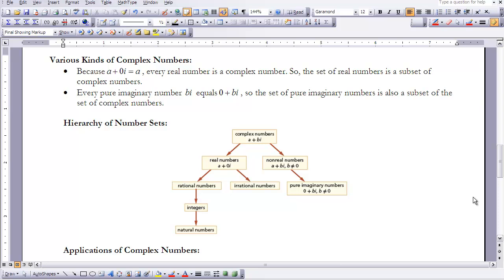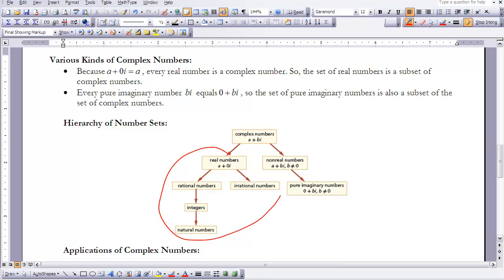Since we introduced complex numbers, I'd like to take a look and see how that fits into our hierarchy of numbers that we have now studied up until this point. First of all, because a plus 0i is the same as a, every real number is a complex number. So the set of real numbers is a subset of the complex numbers. As you can see here, complex numbers are at the top, it branches out into real numbers and then continues down with everything that we had studied up until this point.